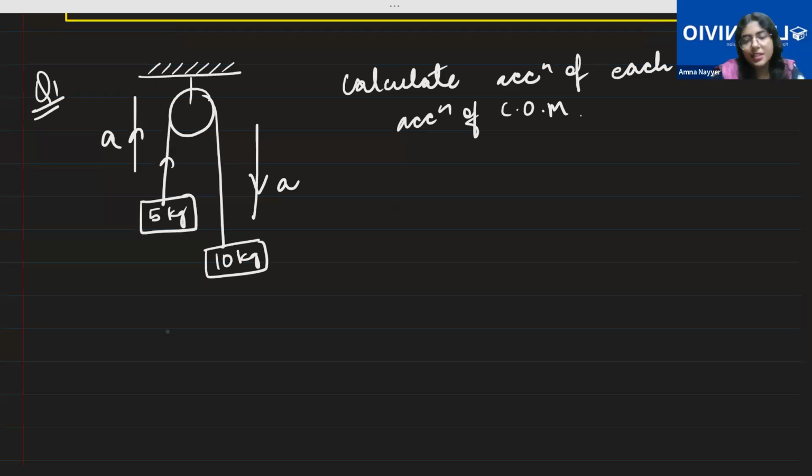Okay, see, this is a question based on pulley problems. Calculate the acceleration of each and the acceleration of the center of mass. See, whenever you have pulley problems, what we do, we use the concept of the free body diagram. So, what all things are acting first?